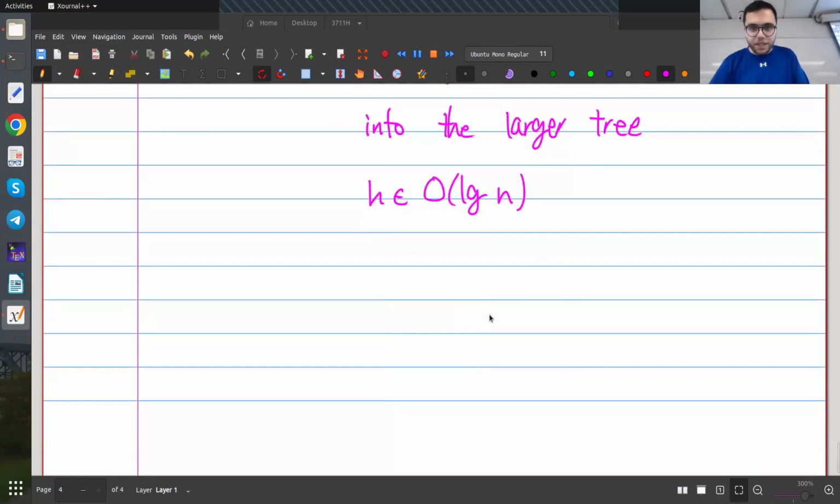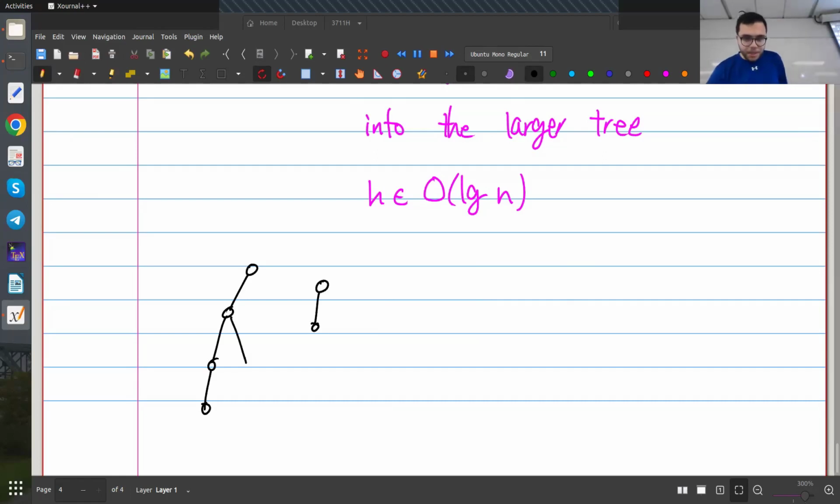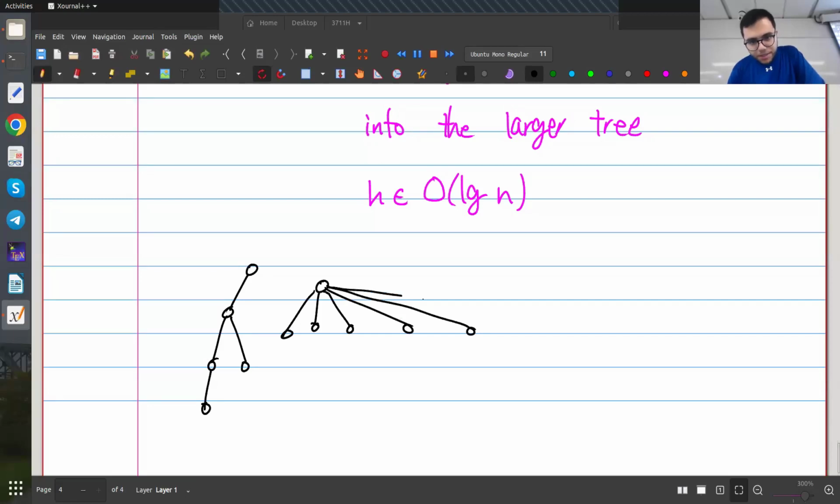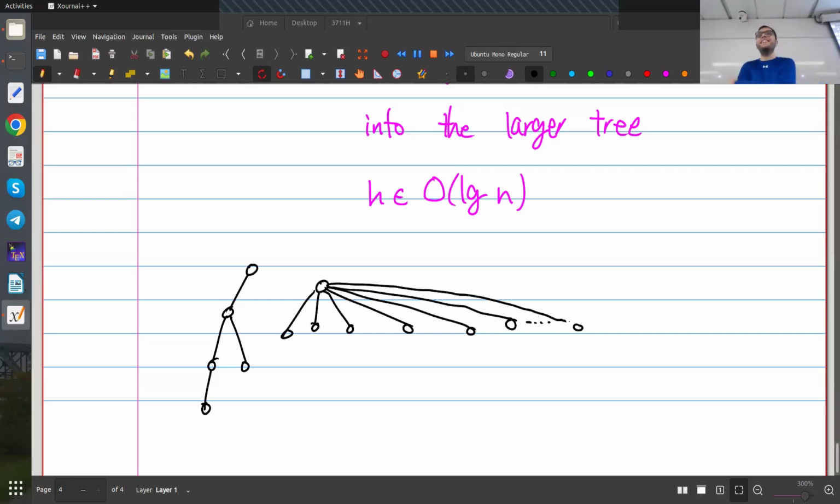So let me just give you an example. Let's say I have this tree, and then I have this one. And I want to merge them. Now, you can say that, well, this one has 2 vertices. This one has 5 vertices. So I make this one a child of this one. Right? Fine. But what if this one actually had a ton of vertices? So imagine that it has, whatever, 1 million vertices.